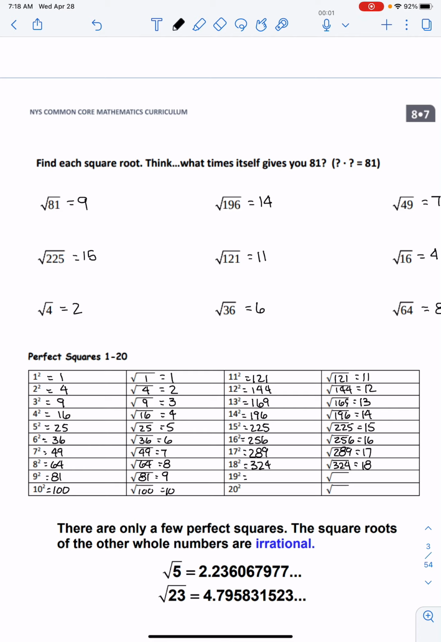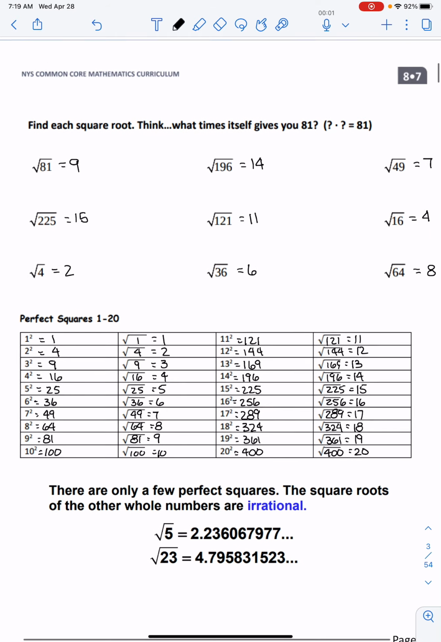19 squared is 361, and the square root of 361 is 19. 20 squared is 400, and the square root of 400 is 20.